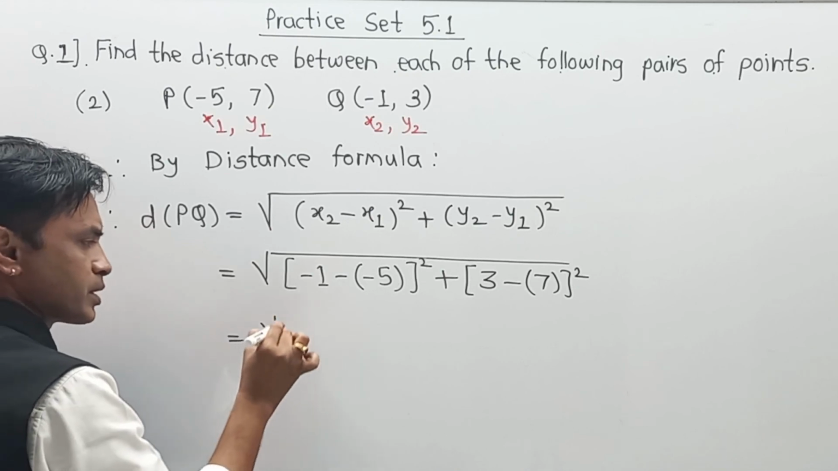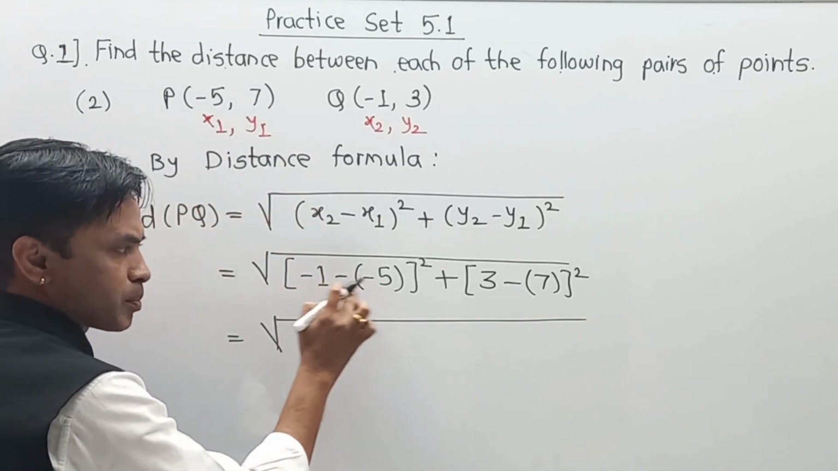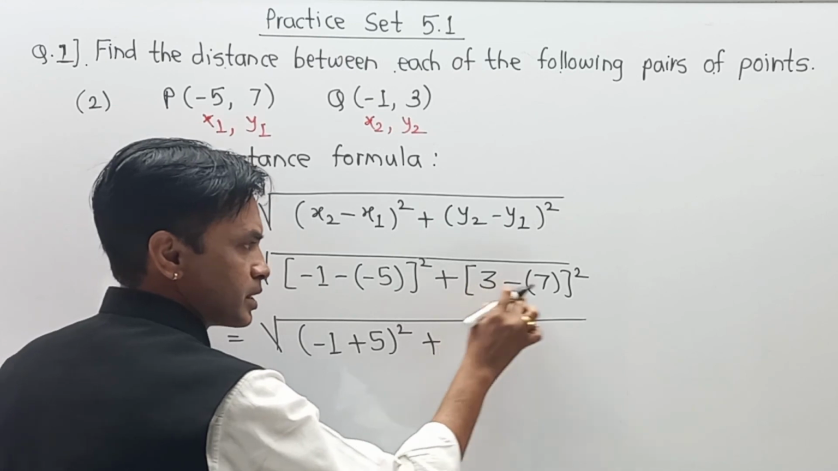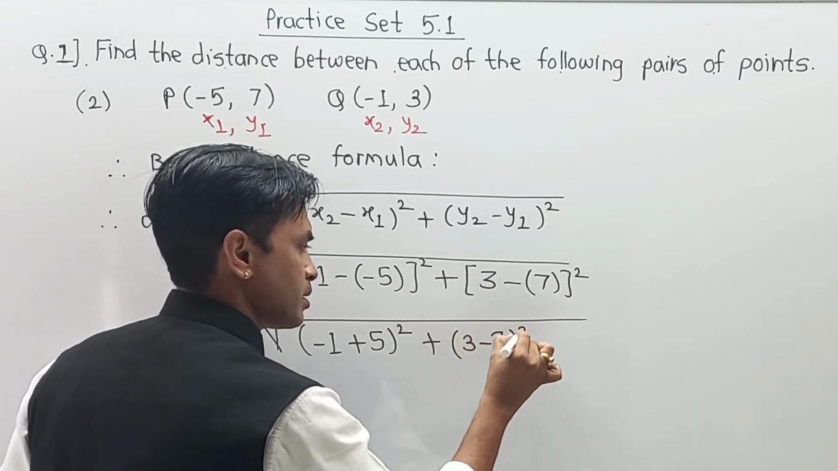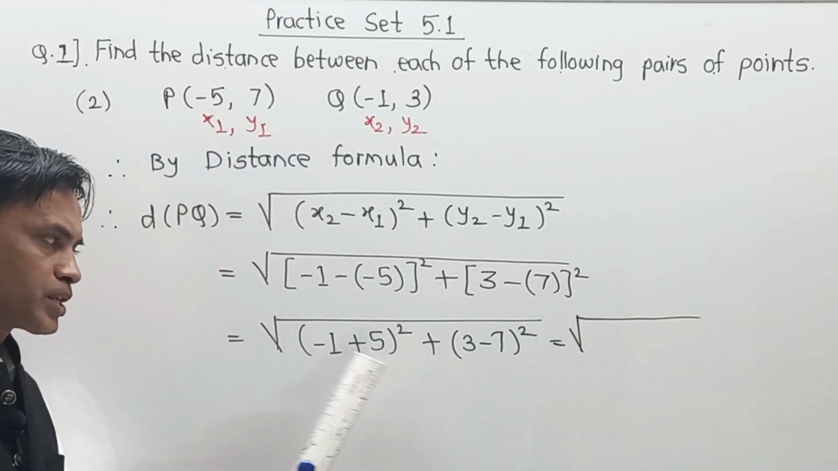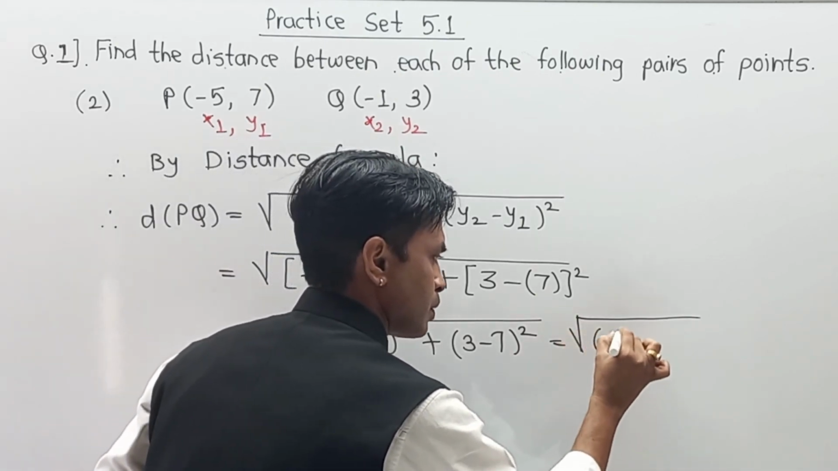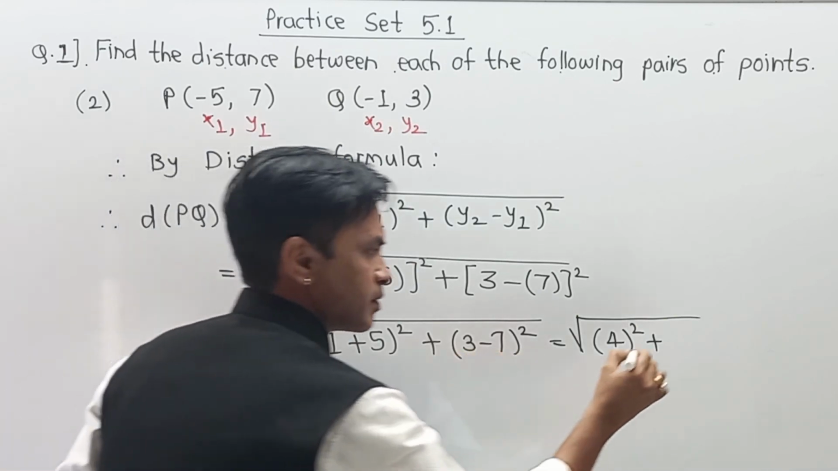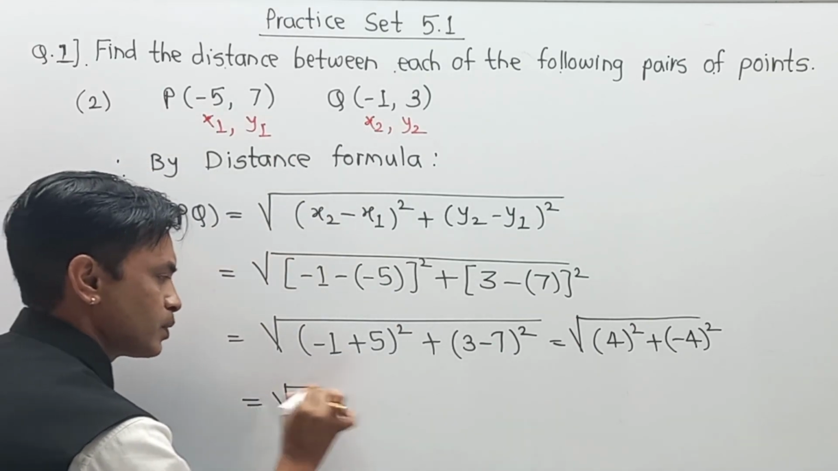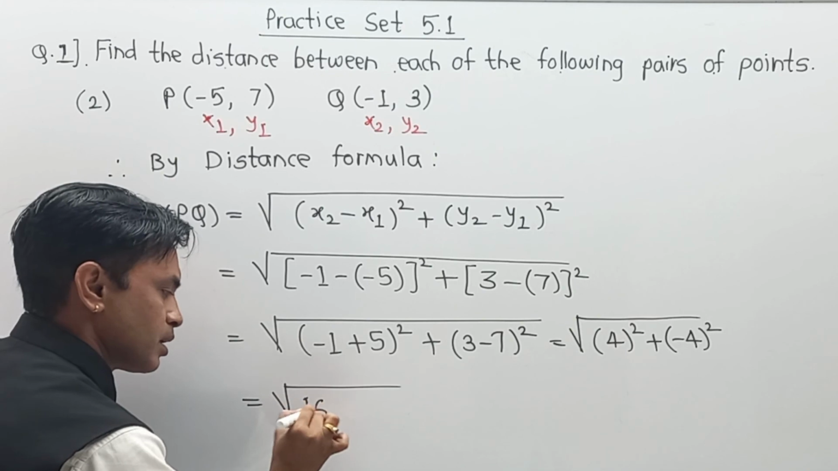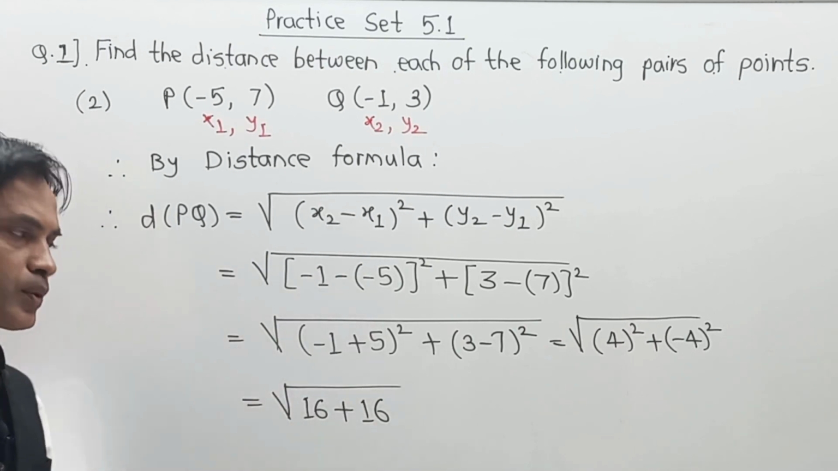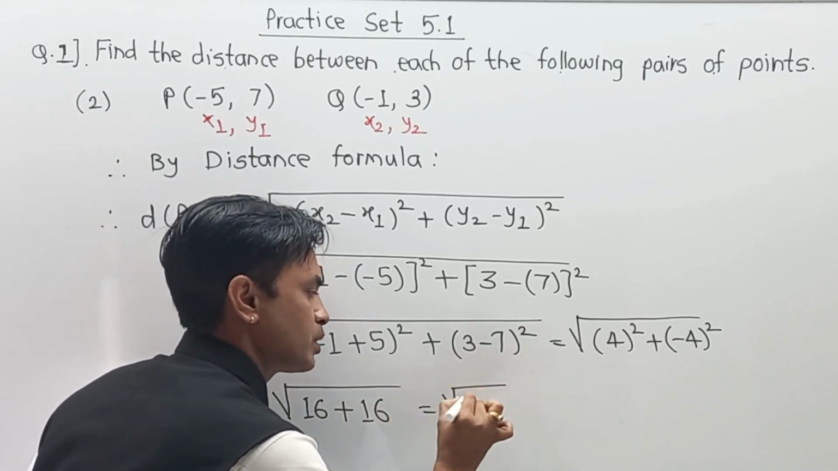Now when it goes for simplification, minus 1 minus of minus 5, so it becomes minus 1 plus 5, bracket square, plus 3 minus 7, bracket square, is equal to 4 square plus 3 minus 7 means (minus 4) bracket square, everything under root. 4 square is 16 plus (minus 4) square is also 16, and all these values are already under root. So 16 plus 16 becomes root 32.